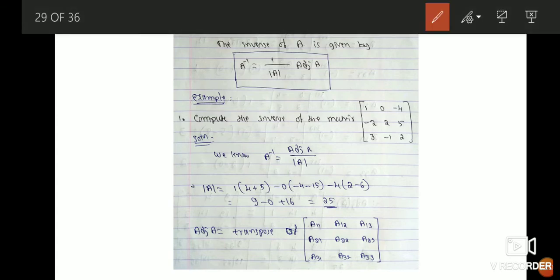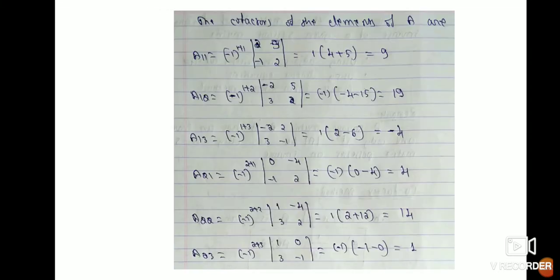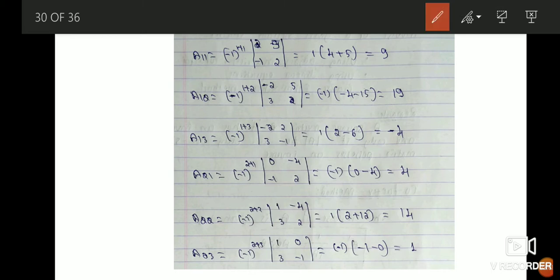The adjoint of A is equal to the transpose of the cofactor matrix, so we need to calculate the cofactor elements. So A11: here i is equal to 1, j is equal to 1, so minus 1 to the power i plus j, that is 1 plus 1, 2, and the element after removing the first row and the first column, the remaining elements are 2, 5, minus 1, 2, so the answer is 9.